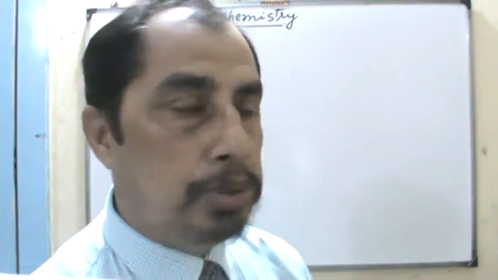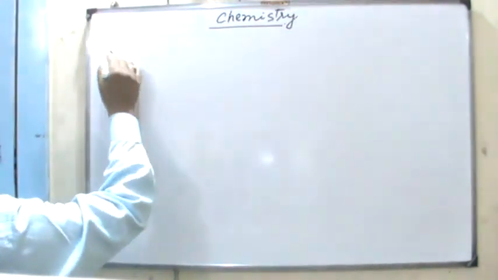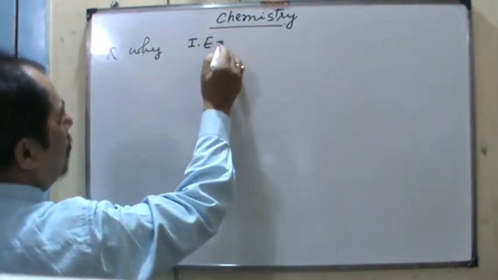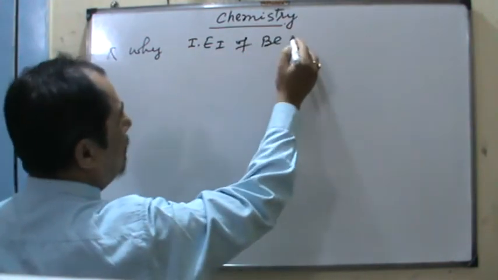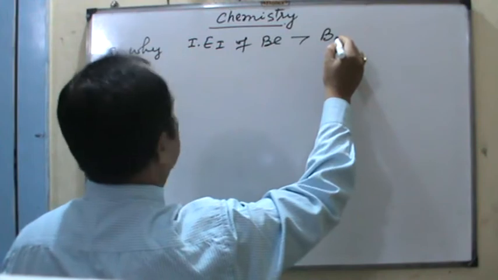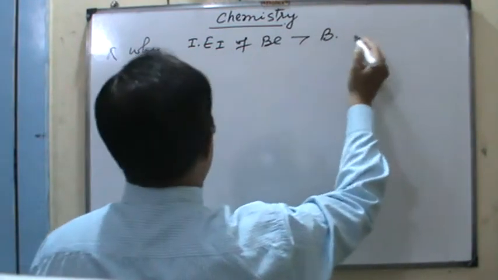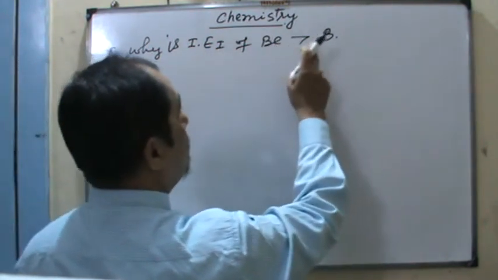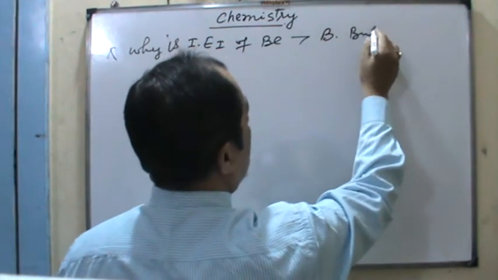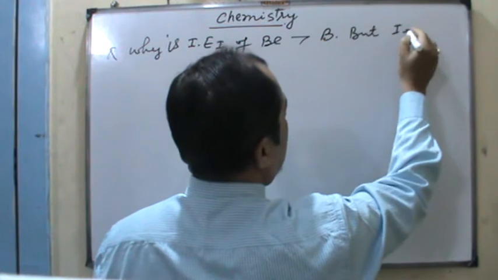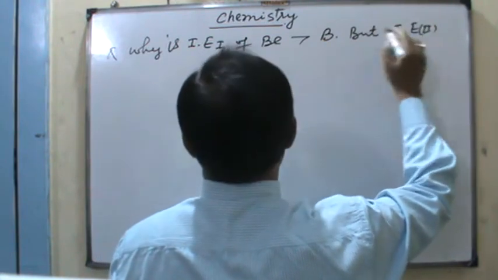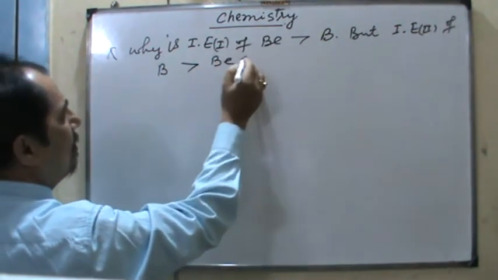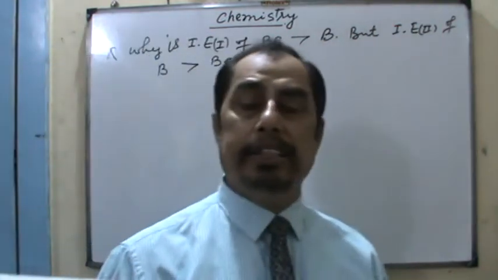One question I would like to put to you: why is the first ionization energy of beryllium greater than that of boron, but the second ionization energy of boron is greater than that of beryllium? Can anyone explain this fact?